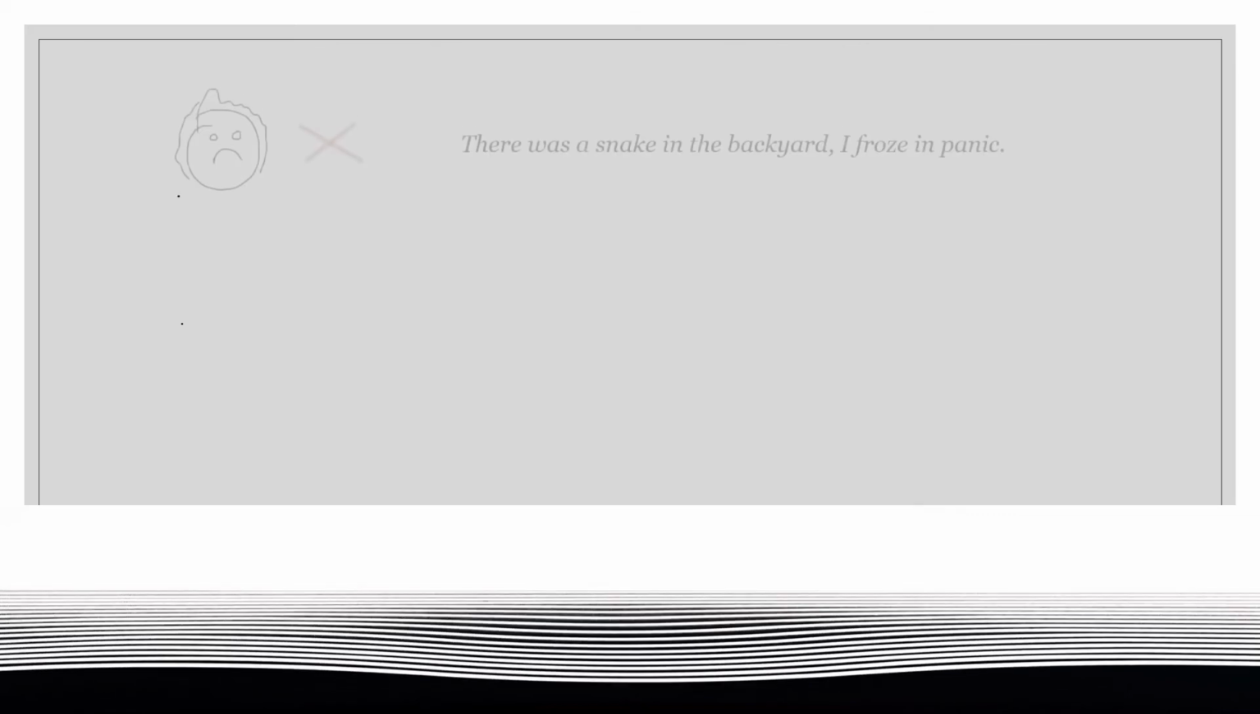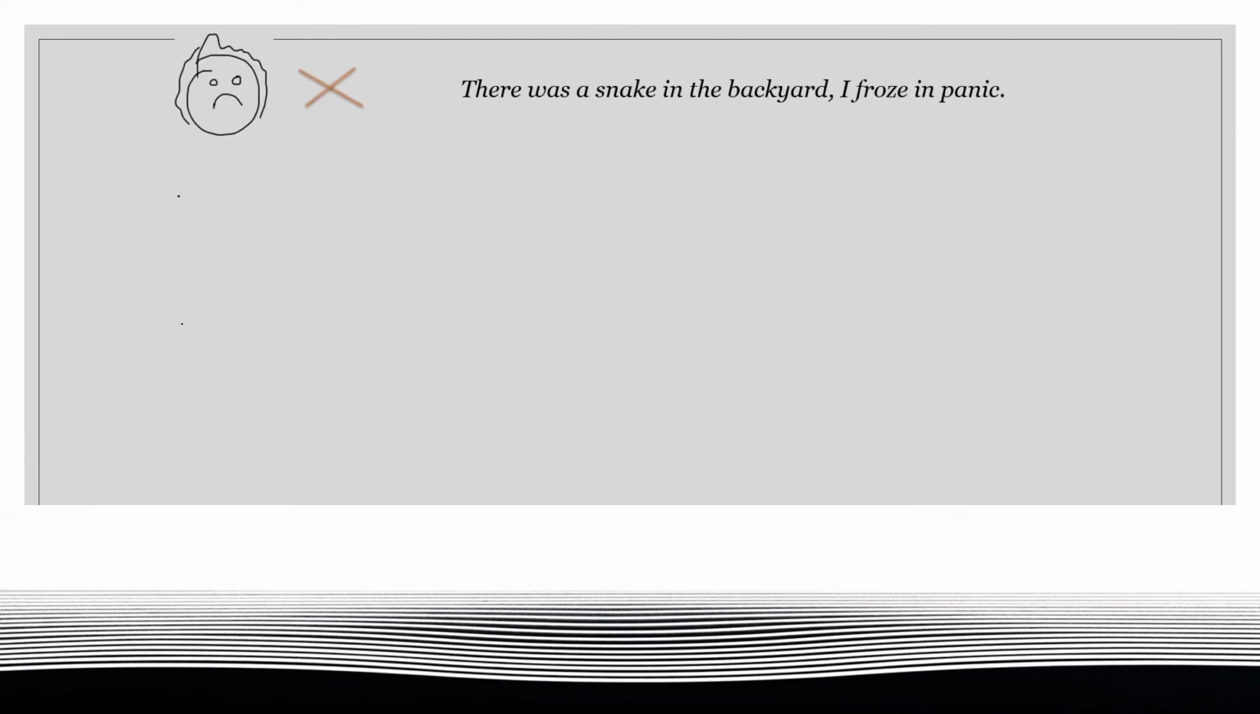Let's review. Look at this sentence. There was a snake in the backyard, I froze in panic. This is the problem of a comma splice again. Clearly, these two sentences can stand on their own and therefore putting a period would make complete sense. Like this. There was a snake in the backyard. I froze in panic.